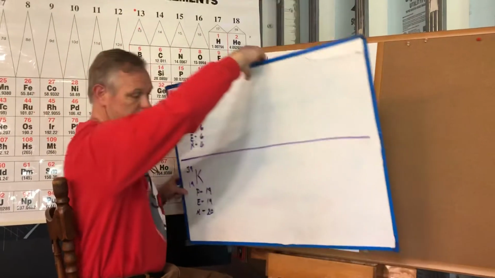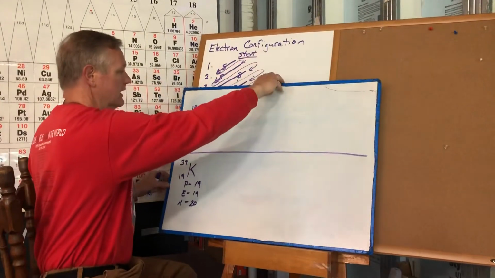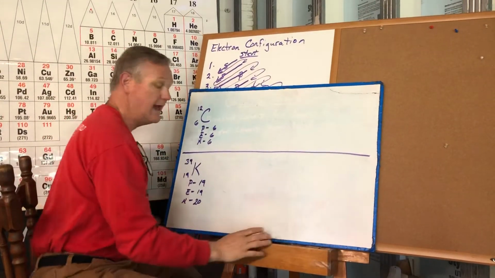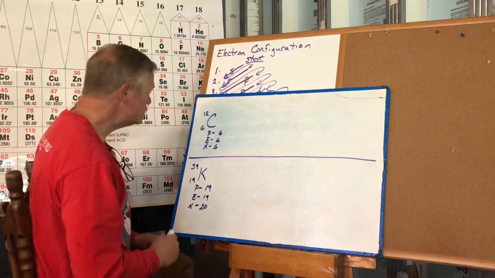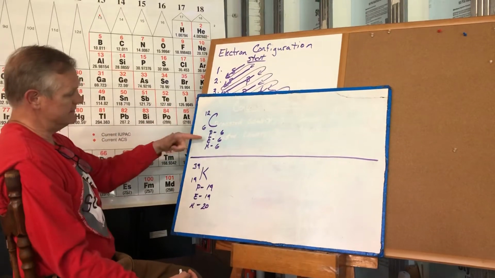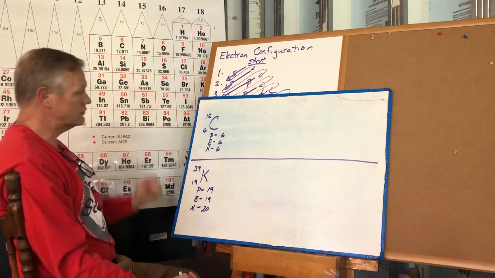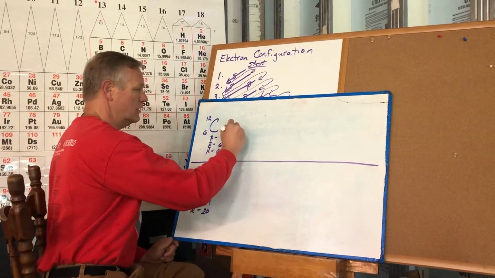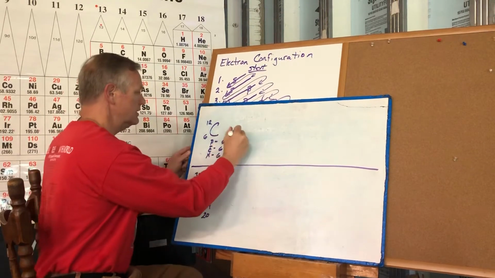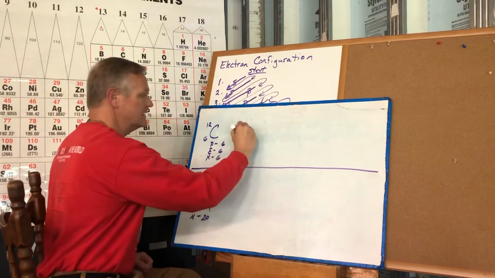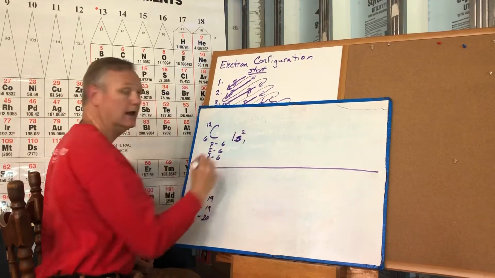Now what I want to do is make sure that we can write out the electron configuration and the orbital diagrams for different elements. So if I look at this, I have 6 electrons. The electron configuration means that I would start with 1s. I'm sorry, I used a cursive s. 1s, and there would be 2 electrons.